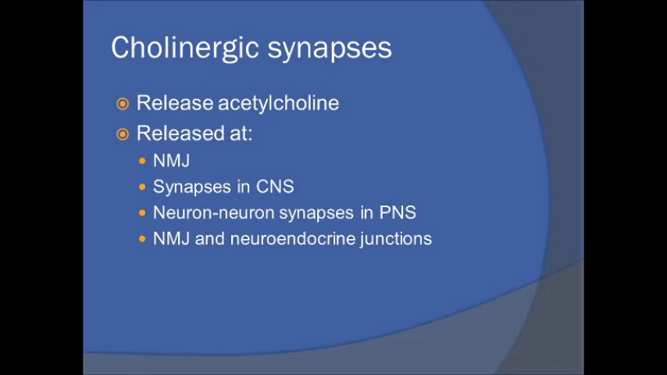Cholinergic synapses release specific neurotransmitters known as acetylcholine, and these are typically released at neuromuscular junctions, synapses in the central nervous system, neuron-neuron synapses in the peripheral nervous system, and neuroendocrine junctions.